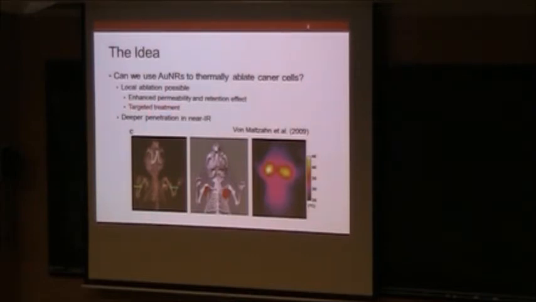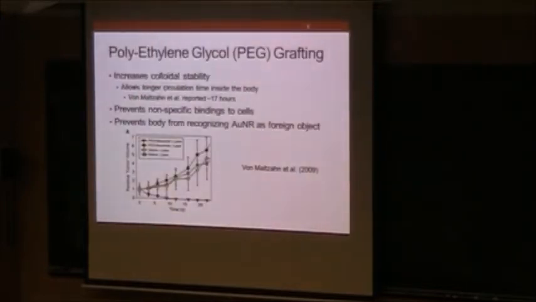The second one is targeted treatment, where you functionalize the gold nanorod so that it would specifically attach only to the cancer cells. And this is what we're trying to use. Gold nanorods are great because you can use near IR light, and if you use near IR light, you can penetrate deeper into the tissue compared to other visible wavelengths.